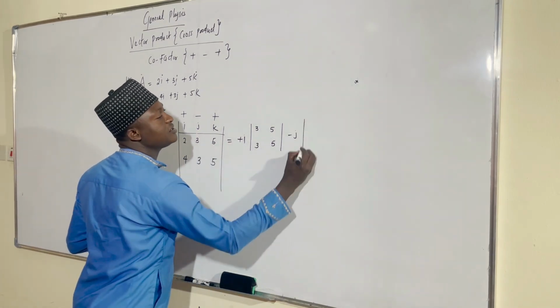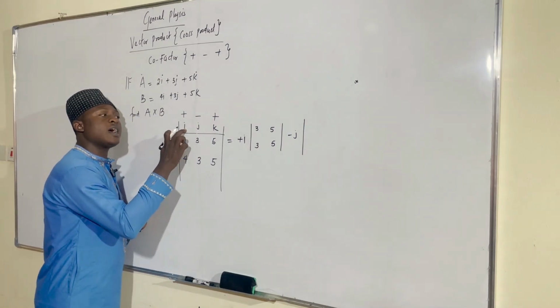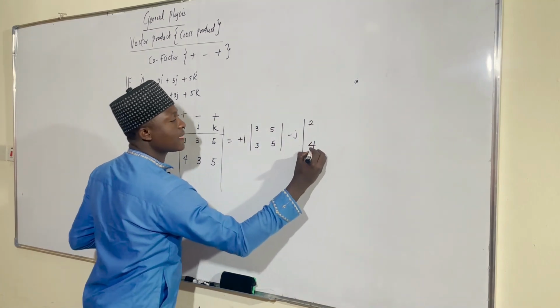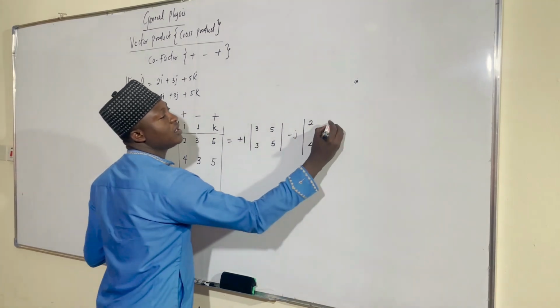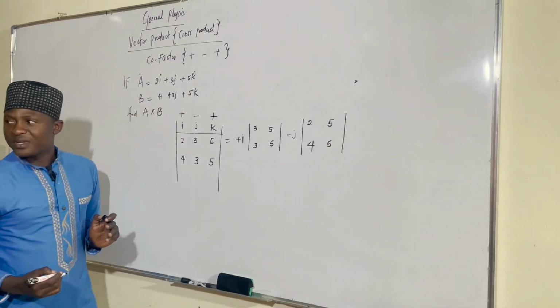Minus J. You can see the one we have under J is 3, 3. I will not take that one. I will take the one I have under I at the same time under K. Meaning we have 2, 4. You see? 2, 4. Then we have 5 and 5. I hope you are getting the logic right.